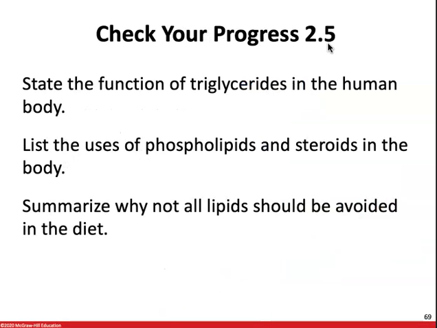All right, and that's it for our discussion on lipids. You should be able to state the functions of triglycerides in the human body. You should also list the uses of phospholipids and steroids and summarize why not all lipids should be avoided in the diet. You should know the significance and the importance of these lipids and why we have them in the first place.